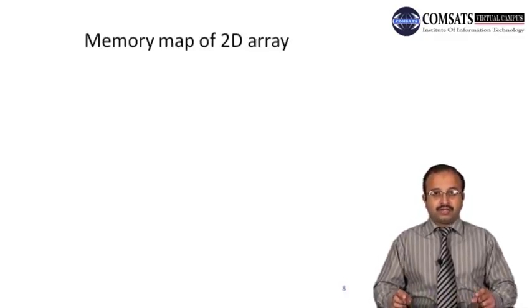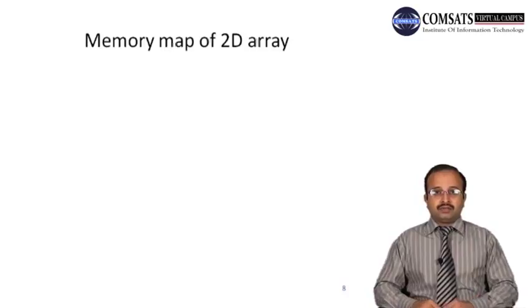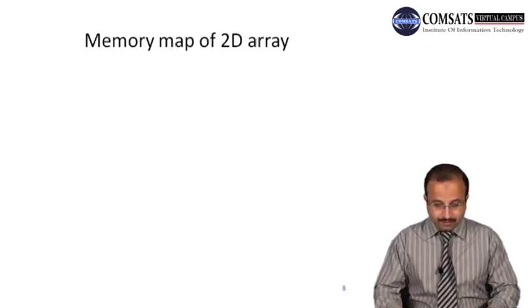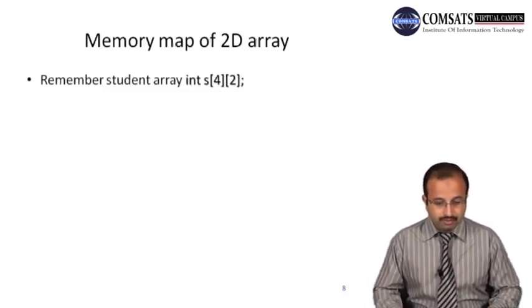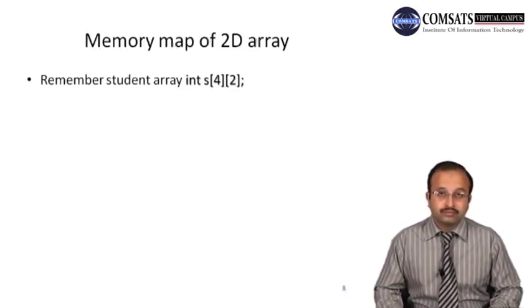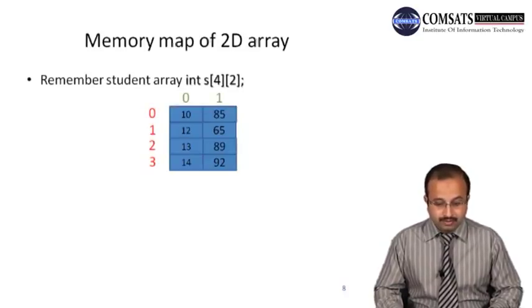It will be allocated together, not scattered. It will not happen that 3 elements are in a separate place, 4 in a separate place and then 3 in another separate place. That will not happen. So remember, student array int s42. So this is the memory.